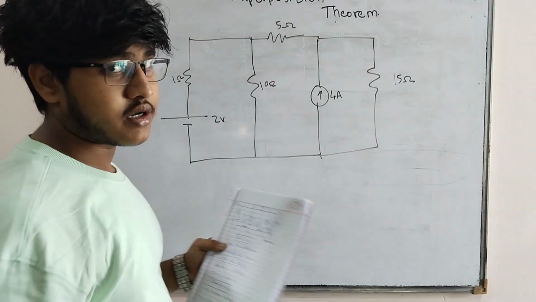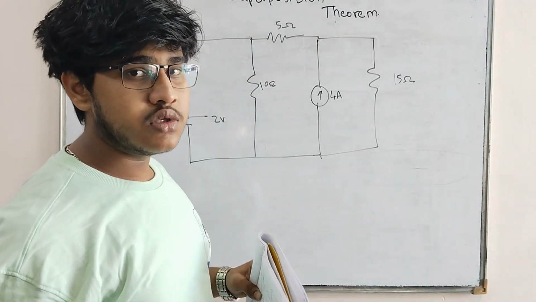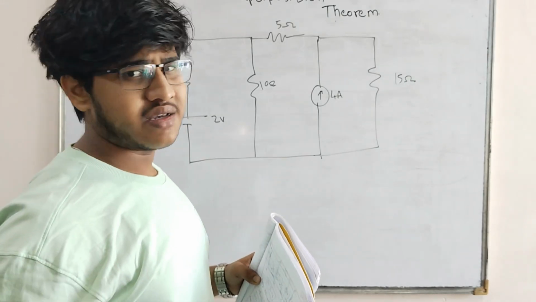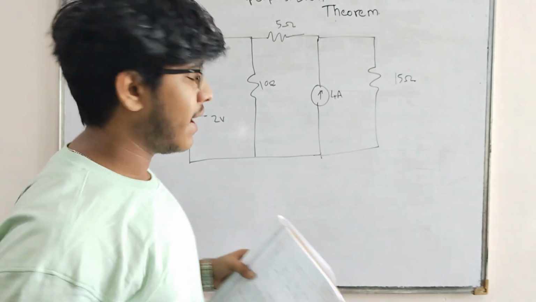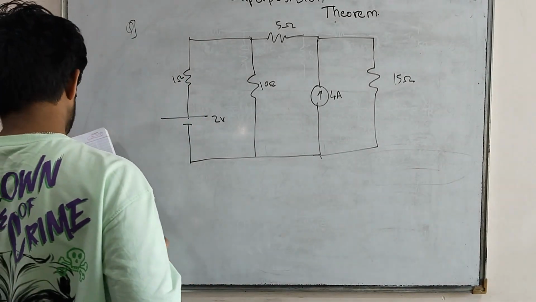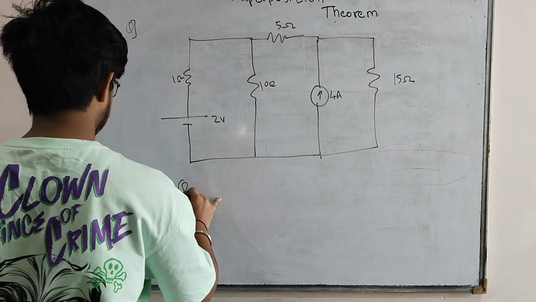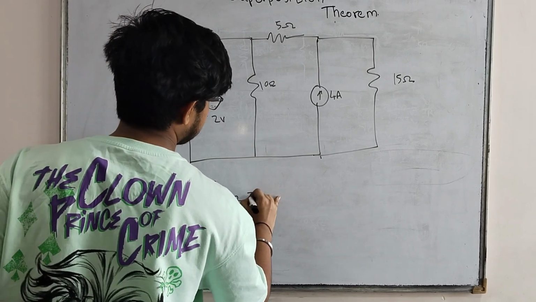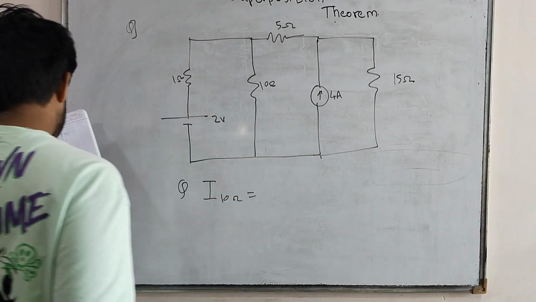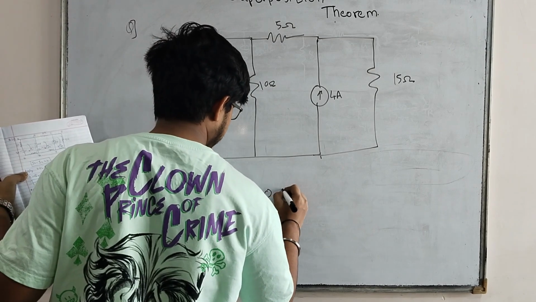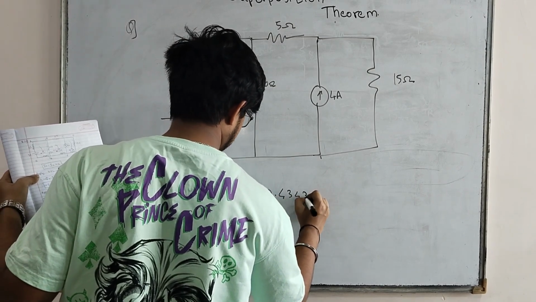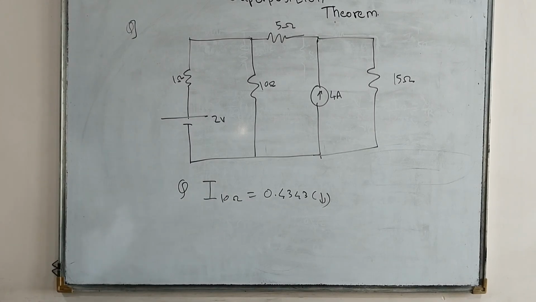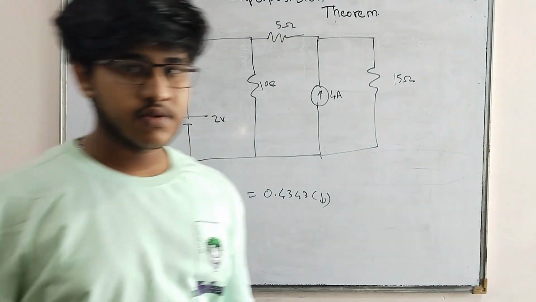Okay, so it's my kind request that don't use source transformation in superposition method, as it will deviate you from your answer. My question is to find current through 10 ohm is how much, and its answer is 0.4343 acting downwards.